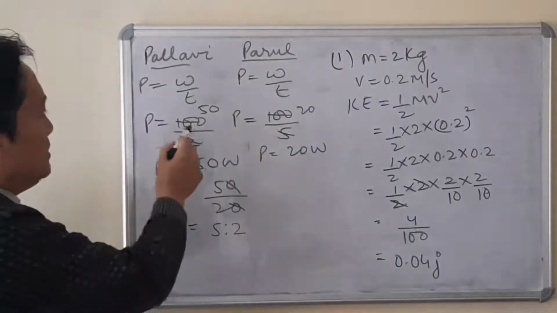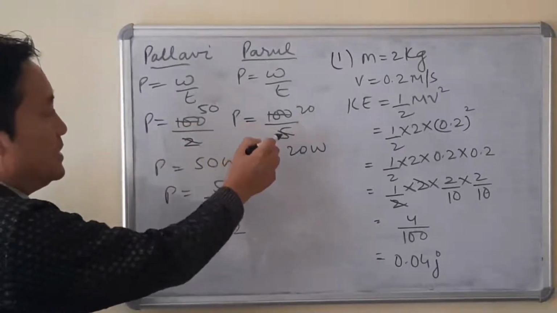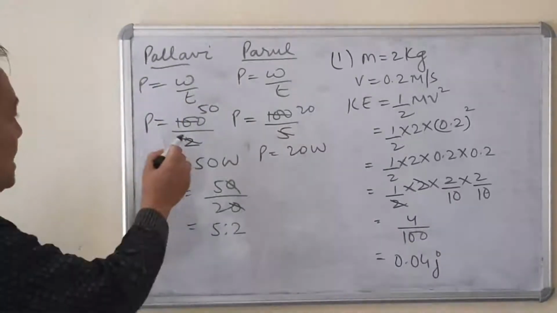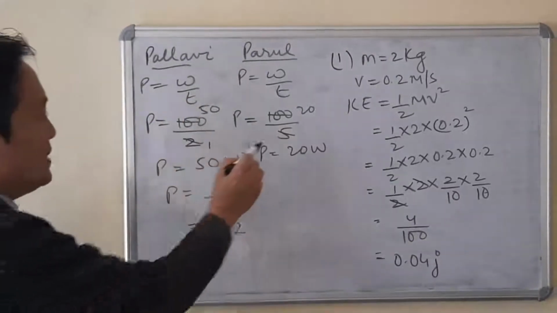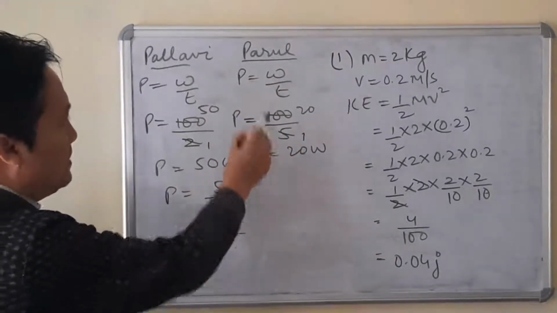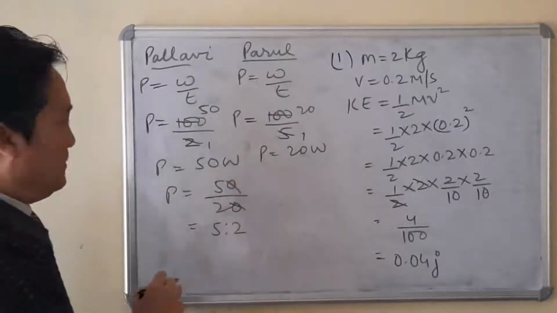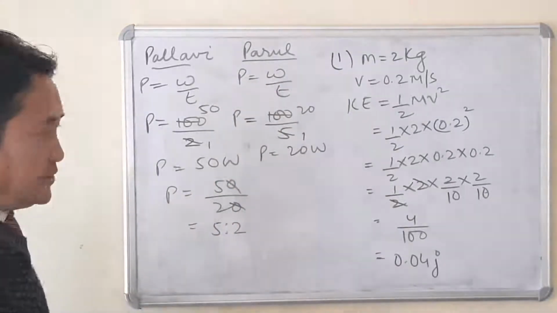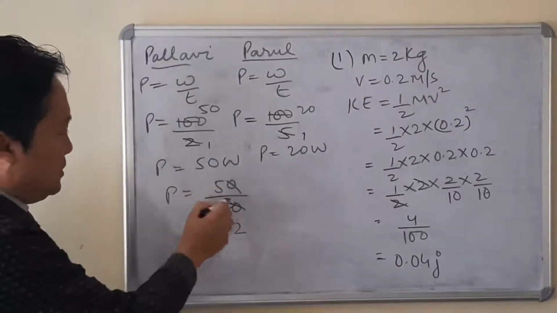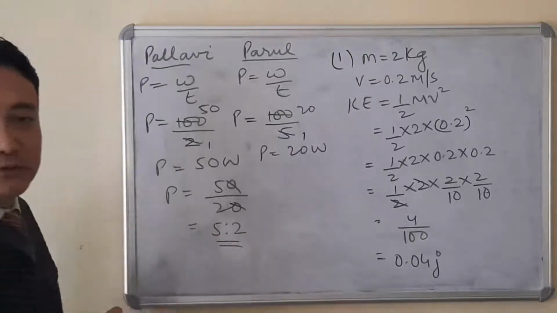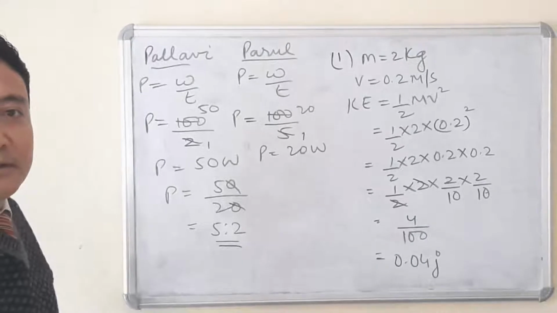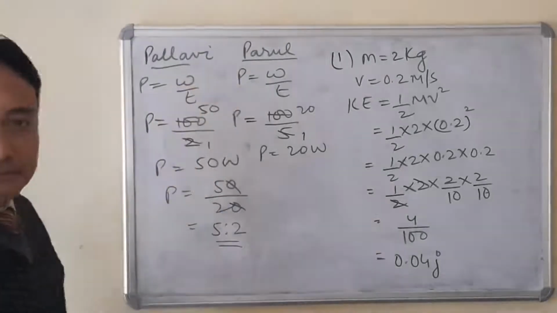So therefore P equals 100 divided by 2, here also 100 divided by 5. Since work done divided by time, work done is 100 joule. Now cancel here, 2 ones are 2, 2 50s are 100, 5 ones are 5, 5 20s are 100. So power equals 50 watt. Here power of Paru is 20 watt. Now you have to calculate the ratio. So to calculate the ratio, power equals 50 divided by 20. So 0 0 cancels here, equals 5:2. So 5:2 is the ratio of the power of Pallavi and Paru.